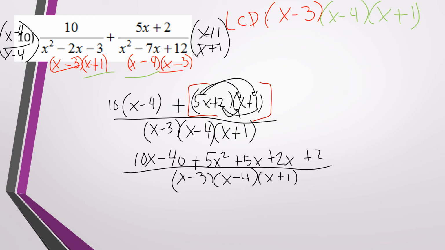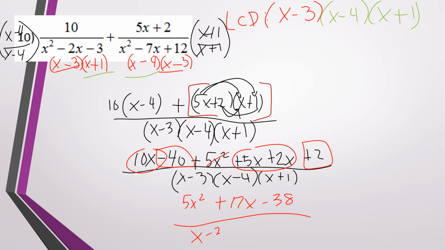Okay, so then combine like terms. So I have 5x squared, that's going to come down. Then I have 10x, 5x, and 2x. So 10 plus 5 plus 2 would give me 17x. And then I have negative 40 and positive 2, which would be negative 38, all over x minus 3 times x minus 4 times x plus 1. And that is your final answer.